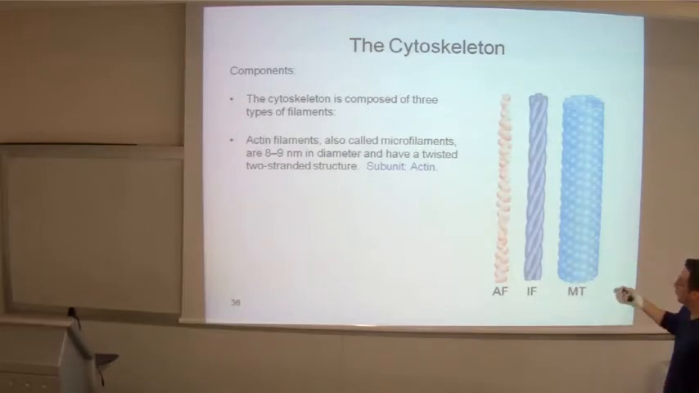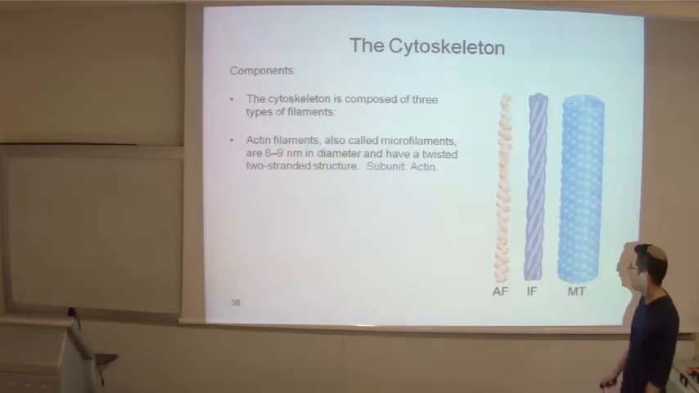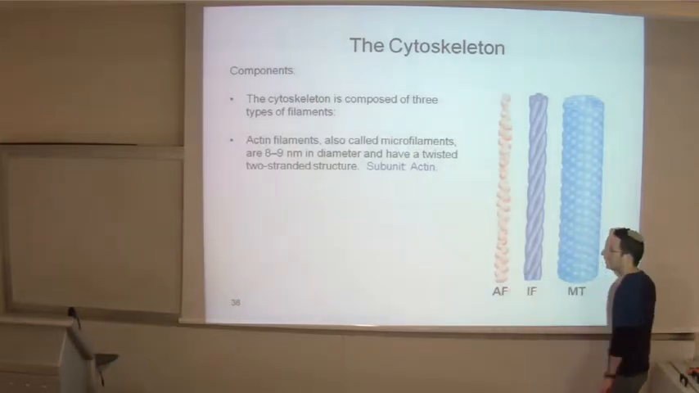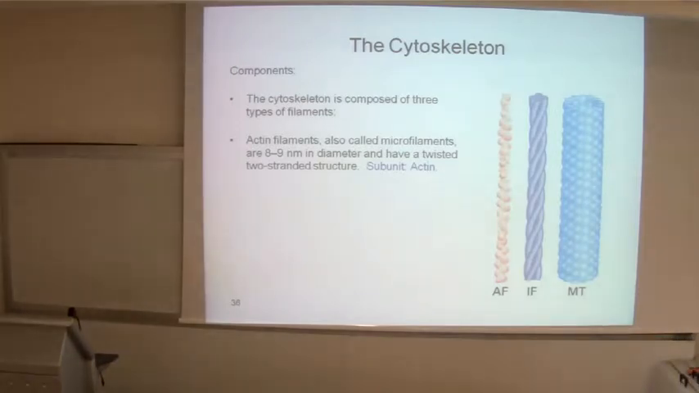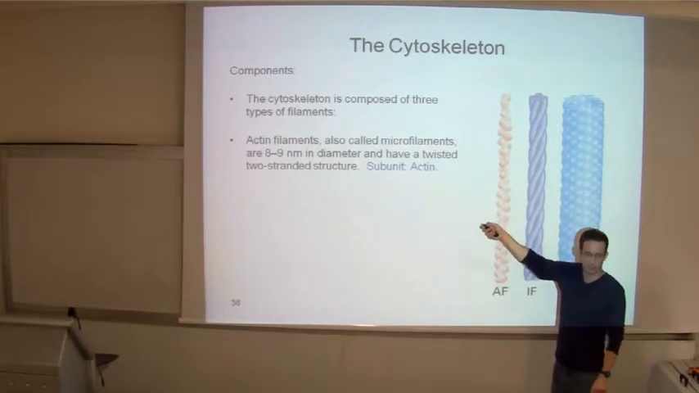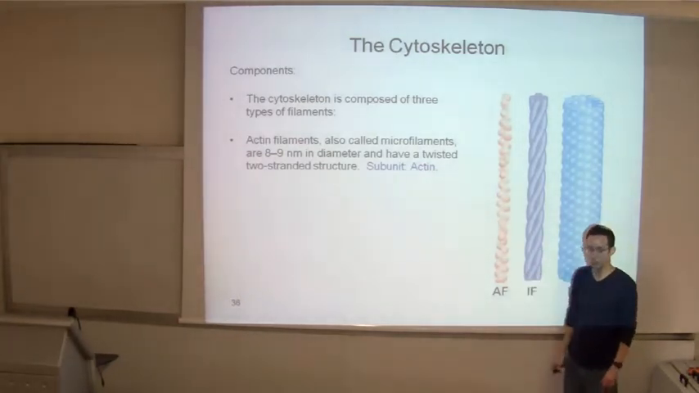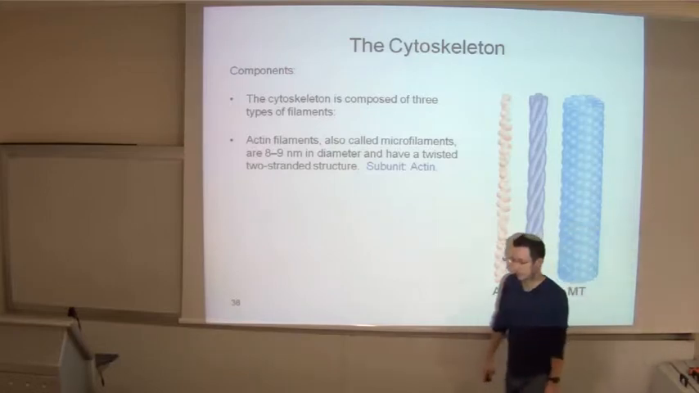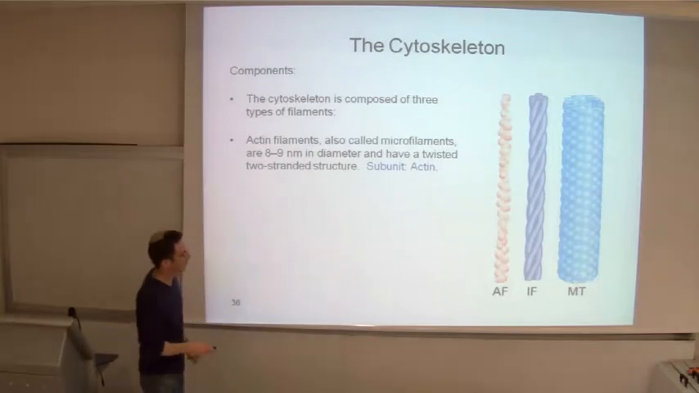They are the thinnest among the three components of the cytoskeleton. They're about 9 nanometers in diameter. They have a twisted, two-stranded structure. And the building blocks from which they are composed are the protein actin. So this is the name of the protein. Each sphere, like here, represents the protein, and this is the complex structure that we get, the actin filament.